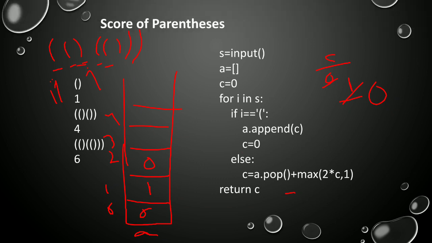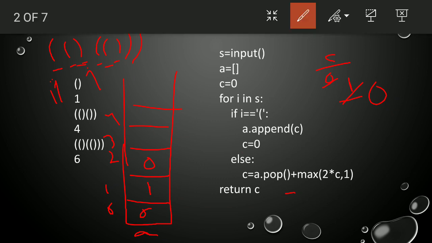Now the next one is a close bracket. So when it is a close bracket, A dot pop, so we will pop 0. After popping out, we have max of 2 into C. So what is C? C is 0. So 0 comma 1, max is 1. 0 plus 1 is 1. So 1 is assigned in C.